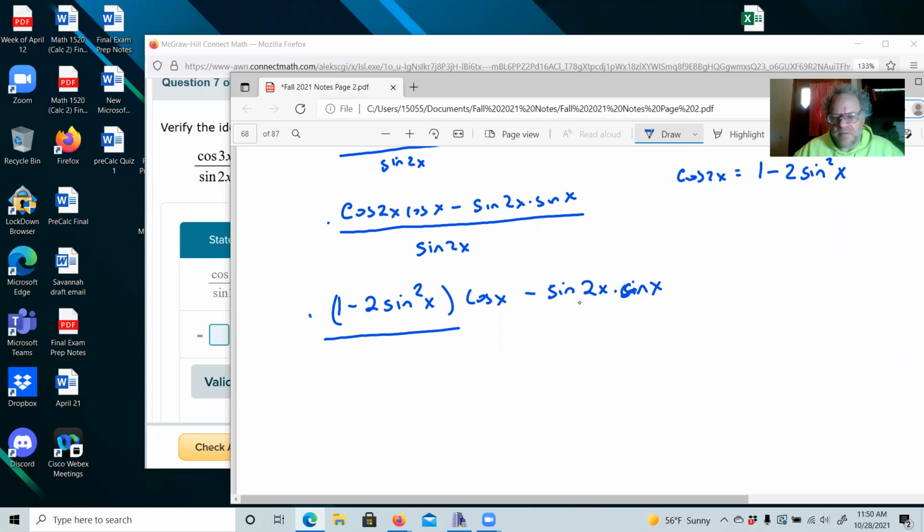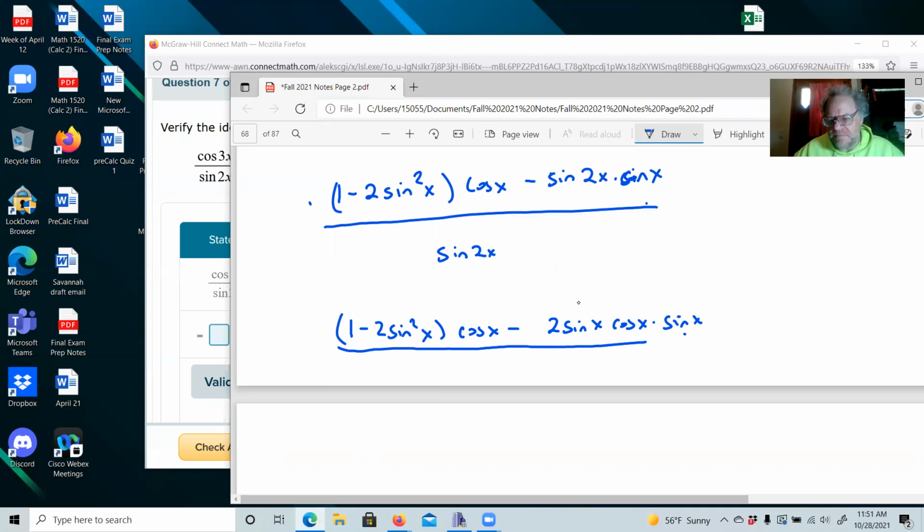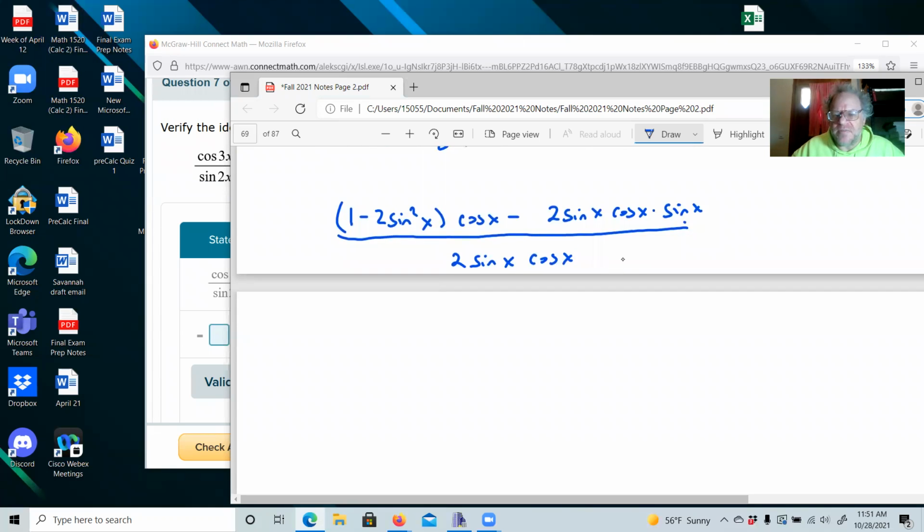So what we're going to do now is go ahead and apply our double angle formulas on the sine 2x's. So we have 1 minus 2 sine squared x. Actually, I meant to do this on the last step, but so be it. Minus 2 sine x cosine x times sine x. That's this one. All over 2 sine x cosine x. Do you see that the first, the numerator, the terms in the numerator both have a cosine x in them?